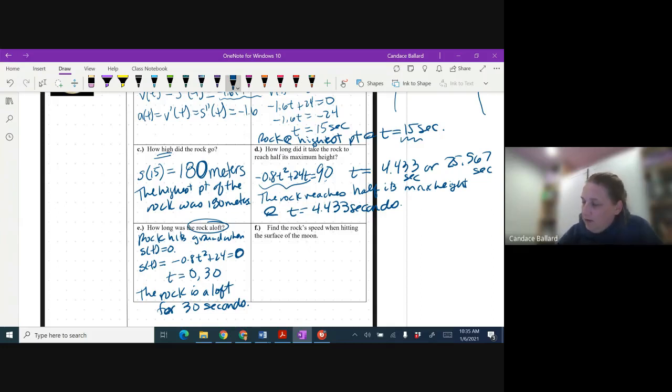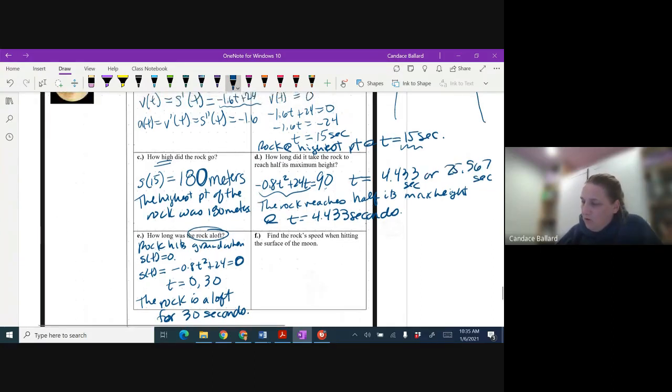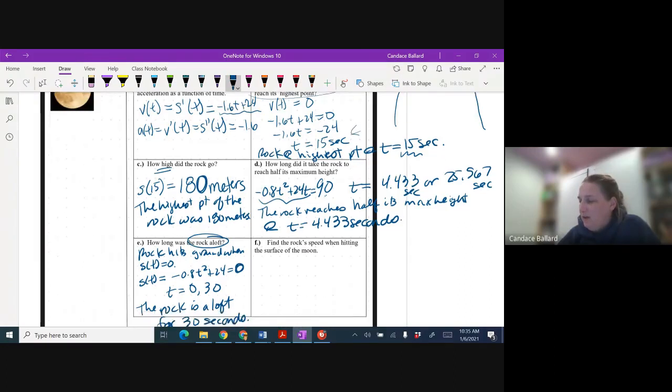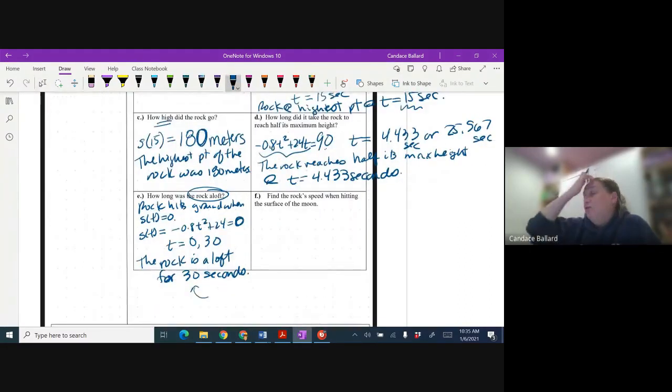And if you notice, we wanted to know the highest point, right, up here, and how long. Notice it was 15, and notice that the total aloft was 30. So interestingly enough, at halfway, it only took double the time to get back down.